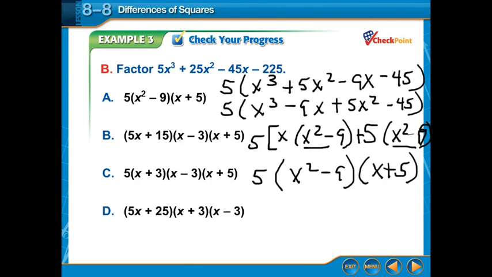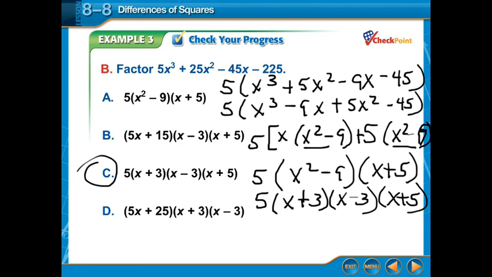Okay, so now what we're going to do is take x squared minus 9 and factor that. So again, we're going to keep that 5, and then we'll have x plus 3, x minus 3, and we still have our x plus 5. And so let's see which one that is for our answer then. I believe that's going to be C. That was convenient. It was right next to it.